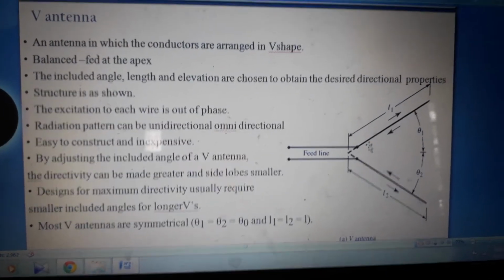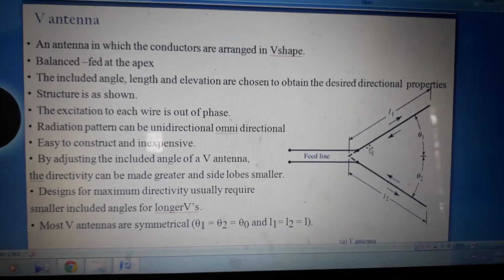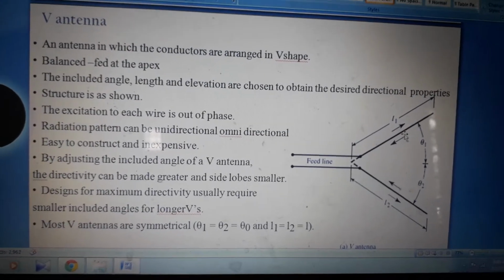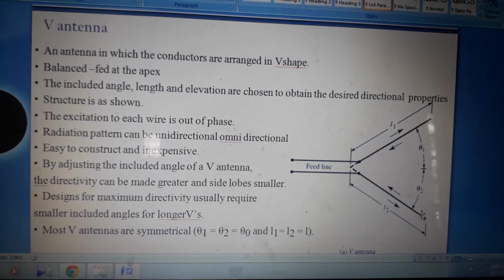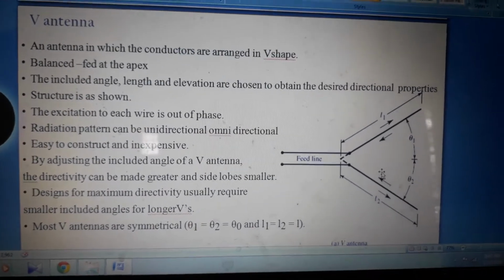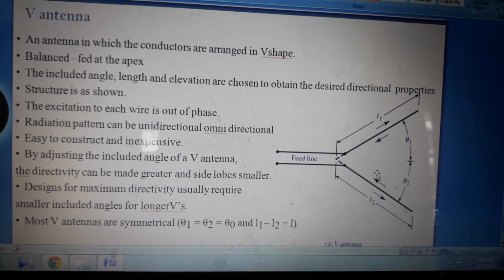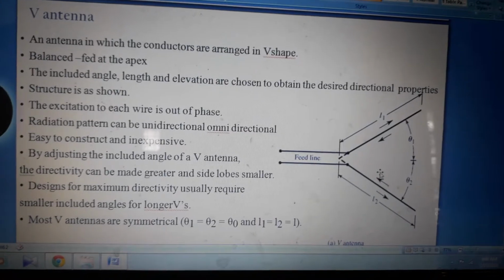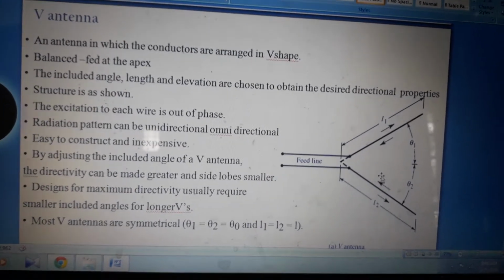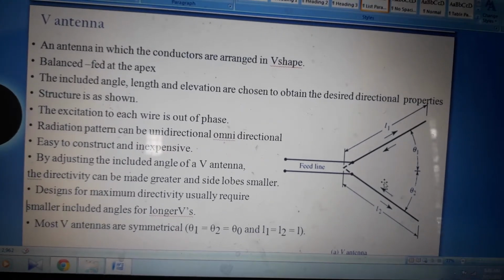So the factors that should be considered while designing this V-shaped antenna are its length, elevation and the included angle, and the excitation to each wire that is out of phase, and the radiation pattern can be unidirectional or omnidirectional. It is easy to construct and inexpensive. By adjusting the included angle of V antenna, the directivity can be made greater.